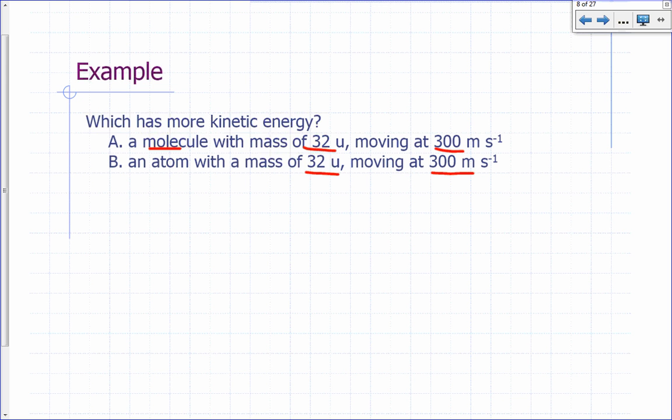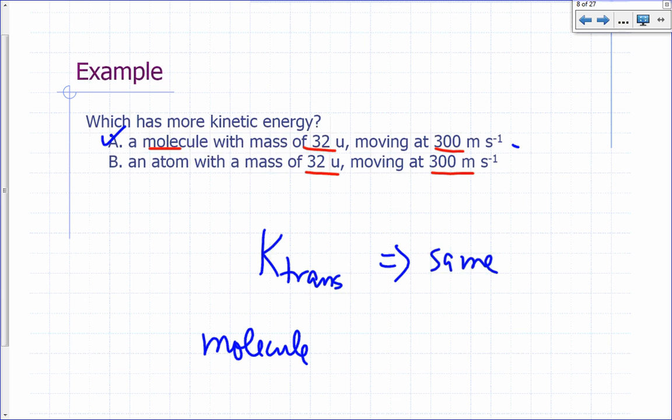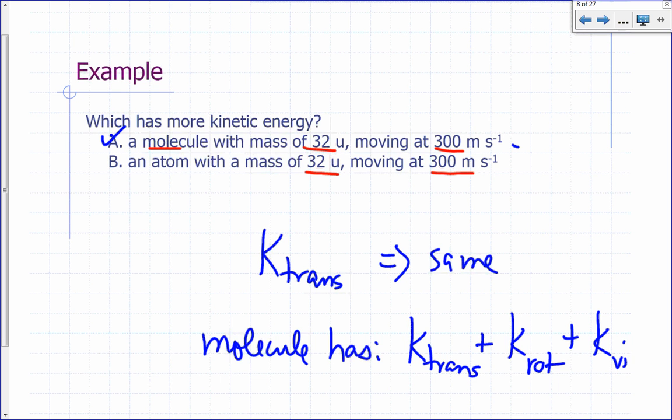The answer is A. Why? Because they have the same translational kinetic energy, but the molecule has extra energy: translational kinetic energy plus rotational kinetic energy plus vibrational kinetic energy. So we say the molecule would have more kinetic energy total. In terms of just translational energy, just simple movement from place to place, they have the same translational kinetic energy because they have the same mass and the same speed. Okay?